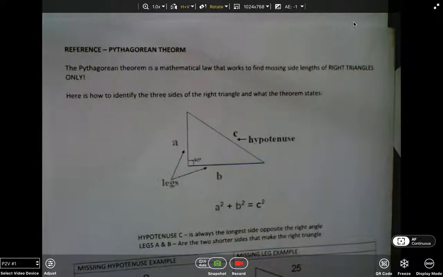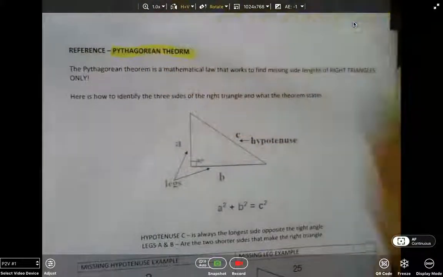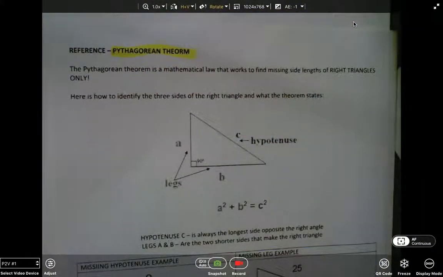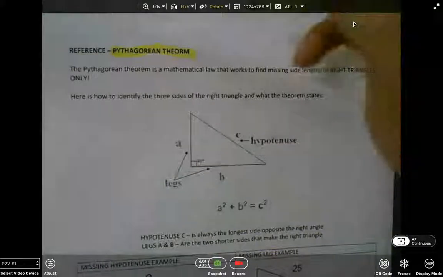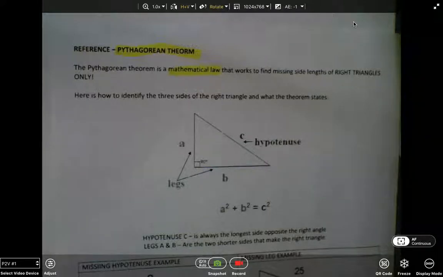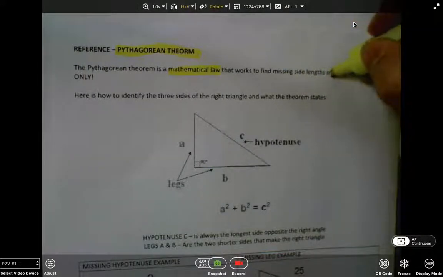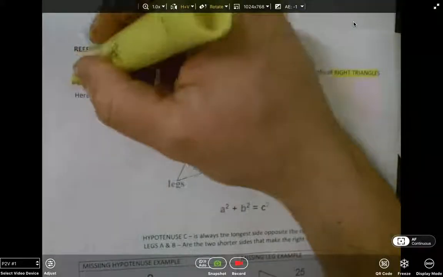Today's video reference notes, you're going to learn about, for the first time in 8th grade, the Pythagorean Theorem. The Pythagorean Theorem is a mathematical law that was discovered by a mathematician named Pythagoras, and it's used to find the missing side lengths of right triangles only.